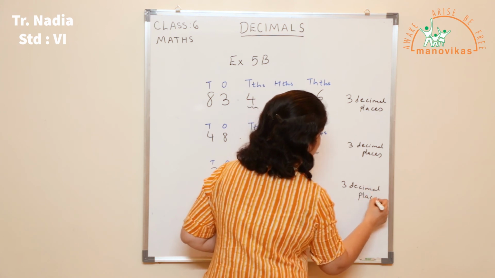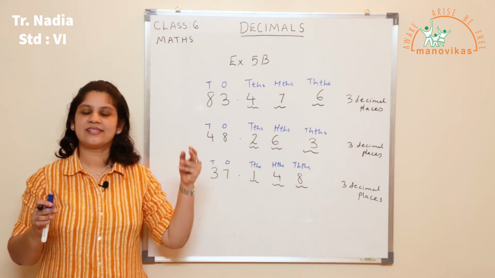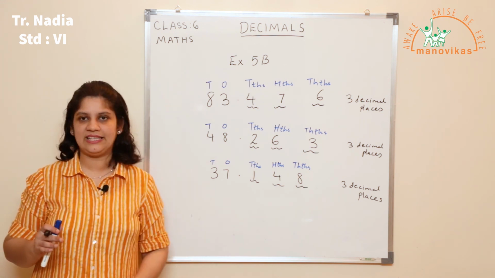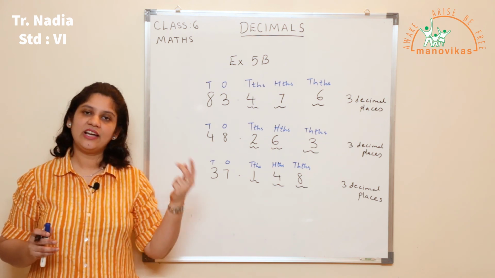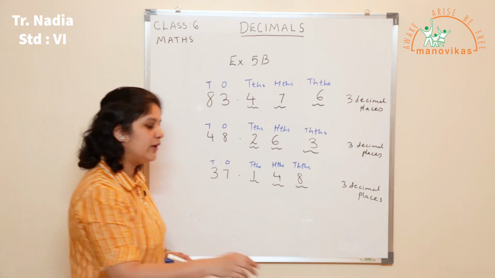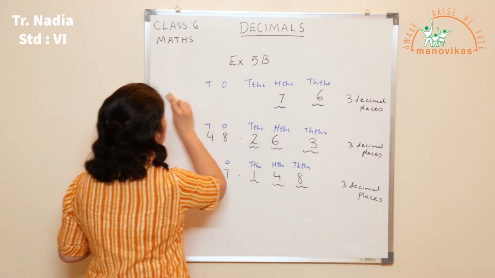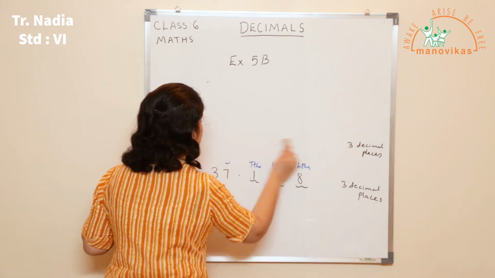Now such decimals are called like decimals. So when the decimal places are the same, like if all have 3 or if all have 2, they are called like decimals. If they have different numbers of decimal places, they are called unlike decimals. Now we will learn how to convert unlike decimals to like decimals.